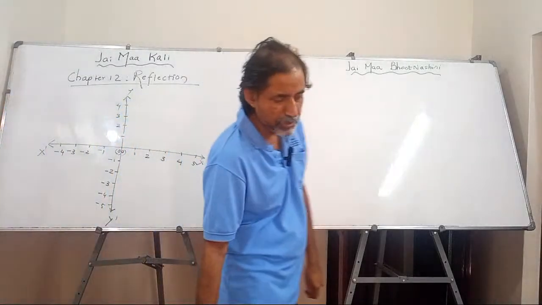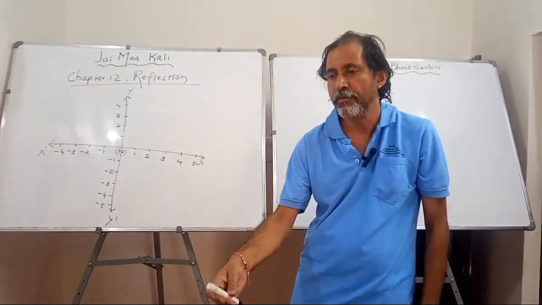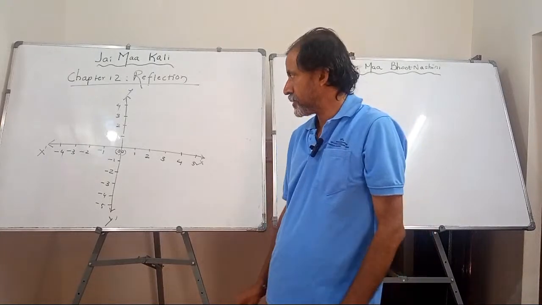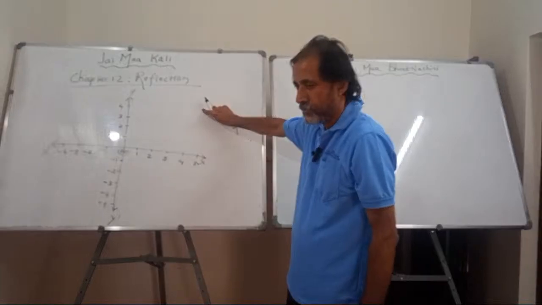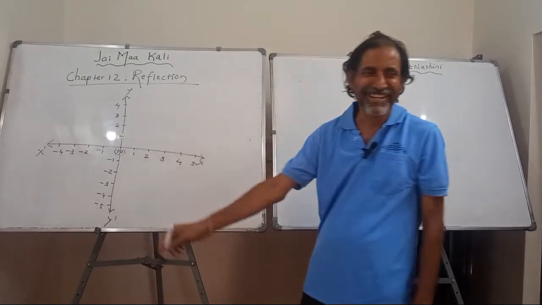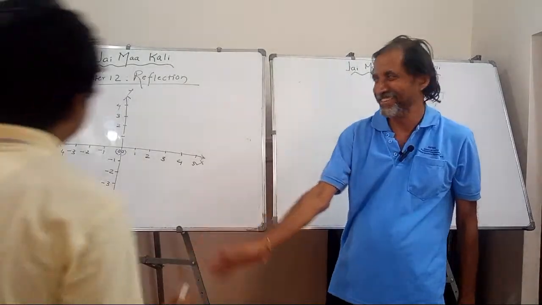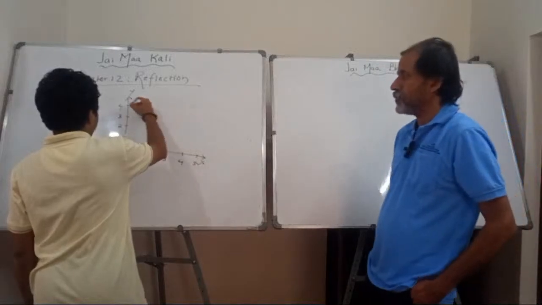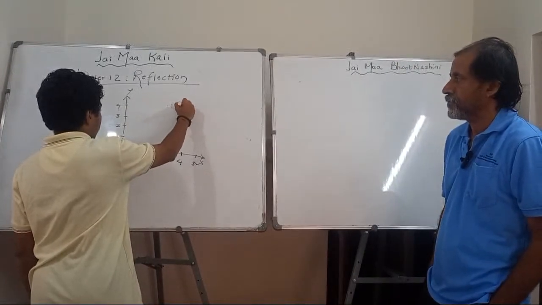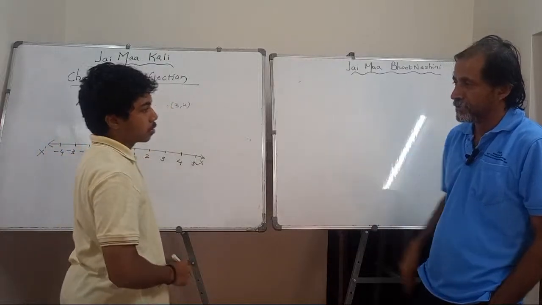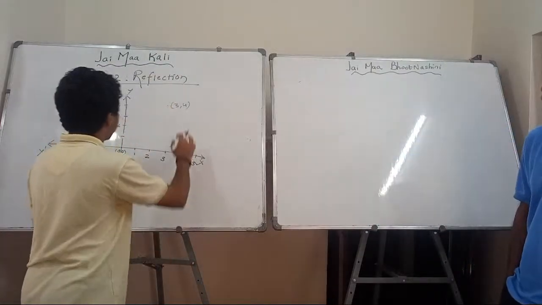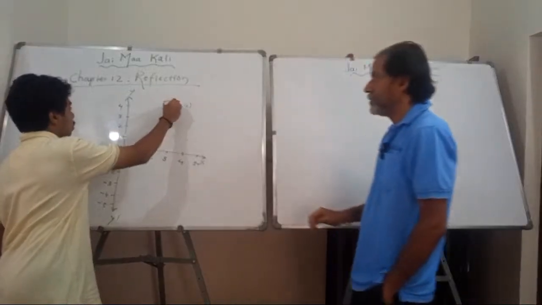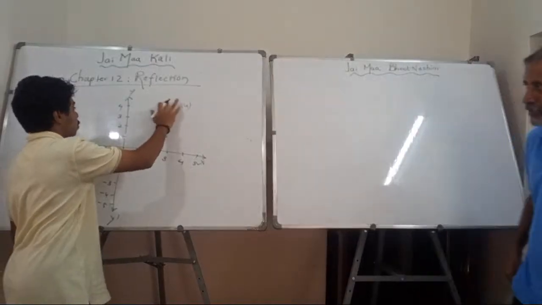Can you come and point out where is 3, comma 4? Plot the point on this. Where is 3, comma 4? Here. See how I made you come. Name it as A, point A. You write down A here. Capital A. Okay, very good.